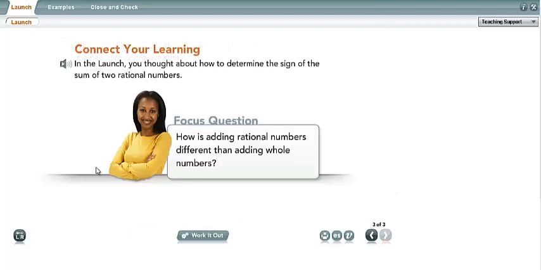So we need to connect our learning today, and our focus question is how is adding rational numbers different than adding whole numbers? Remember the difference between whole numbers and rational numbers: whole numbers are your counting numbers 1, 2, 3, 4, 5 and so on, including 0. Rational is any number that can be written as a ratio.